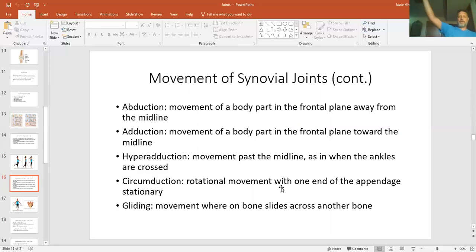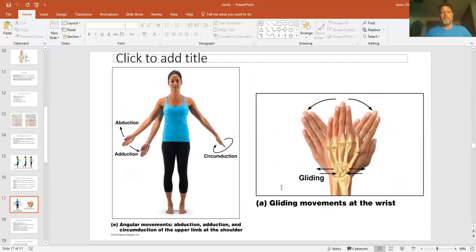Circumduction, again, going in that circle. And we already talked about the gliding on the wrist. So here they go. There's your adduction, abduction, circumduction, and there's that gliding on the wrist.